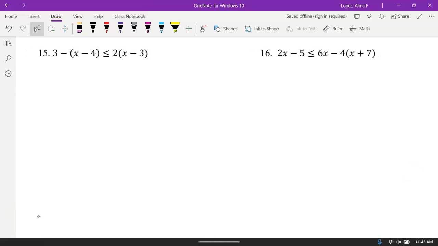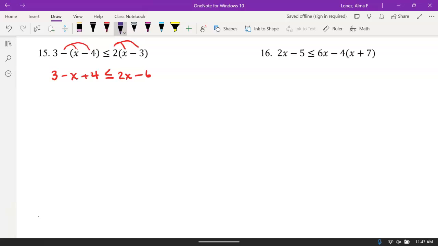On number 15, we're going to start, and again, you're just solving those same linear equations as you were doing before. So we're going to start by distributing this negative 1 into that first parentheses, and then this 2 onto the second parentheses. So we've got 3 minus 1 times x is a negative x. Minus 1 times negative 4 is a plus 4. 2 times x is a 2x. And 2 times negative 3 is a minus 6.